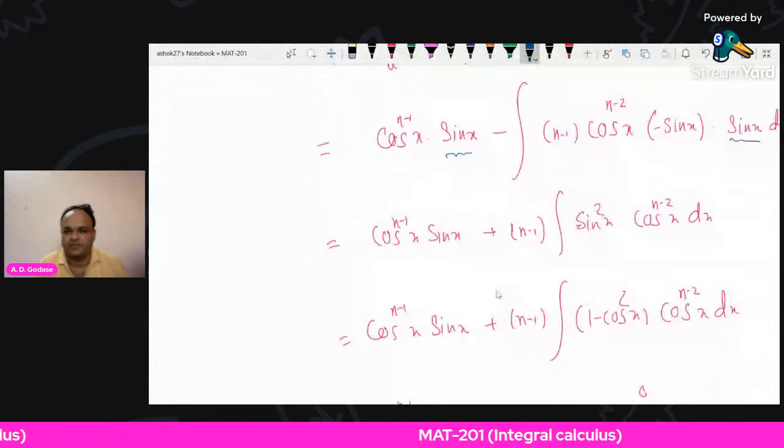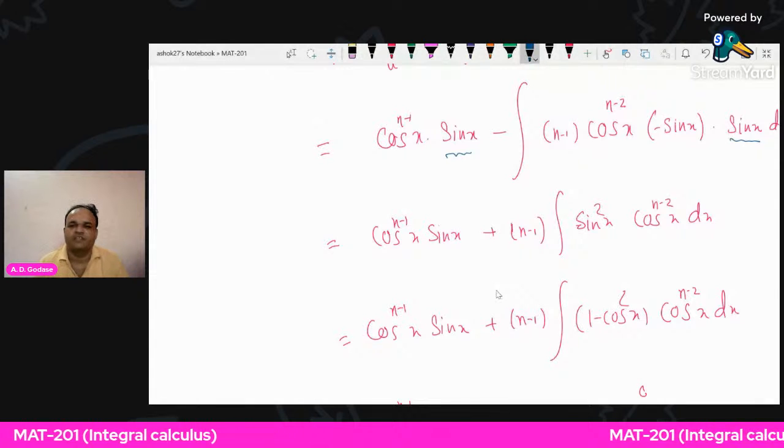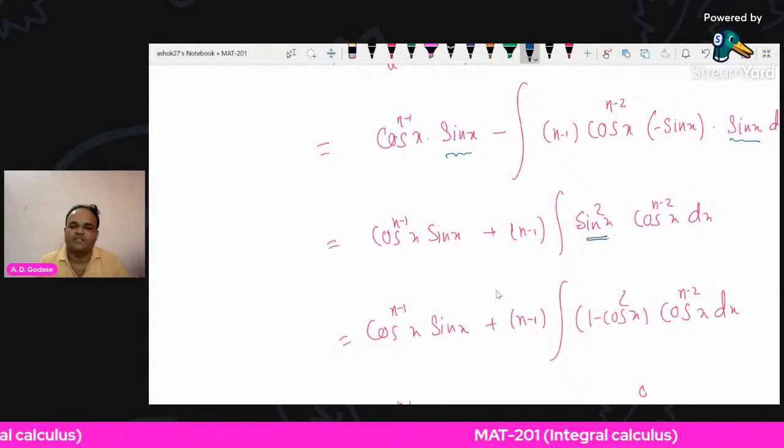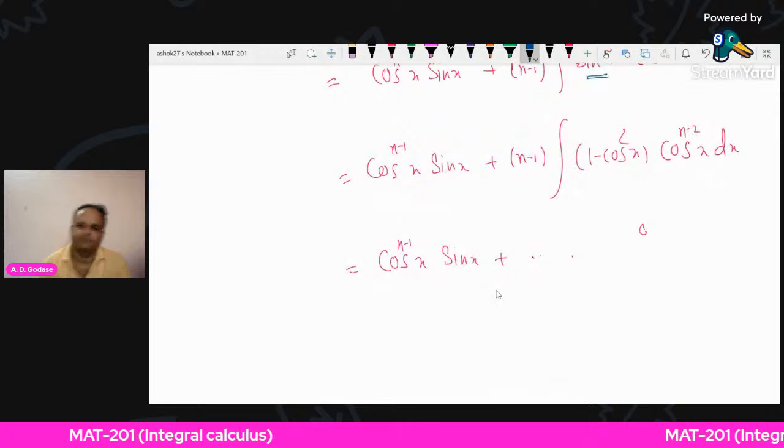So n minus 1 you can take outside of integration. So it will be n minus 1 times the integration of sin square x into cos raised to n minus 2 x dx. So you can put the value of sin square x, that is 1 minus cos square x, and you can split this term of integration.